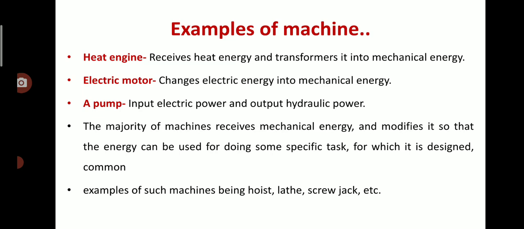Examples of machines: heat engine. What is that? It receives heat energy and transforms it into mechanical energy. Another example of a machine is the electric motor, which changes electrical energy into mechanical energy. Third example is the pump, for which the input is electric power and output is hydraulic power. The majority of machines receive mechanical energy and modify it so that the energy can be used for doing some specific task, called work done, for which it is designed. Examples of such machines are the hoist, lathe, screw and jack. These are the examples which receive mechanical energy.